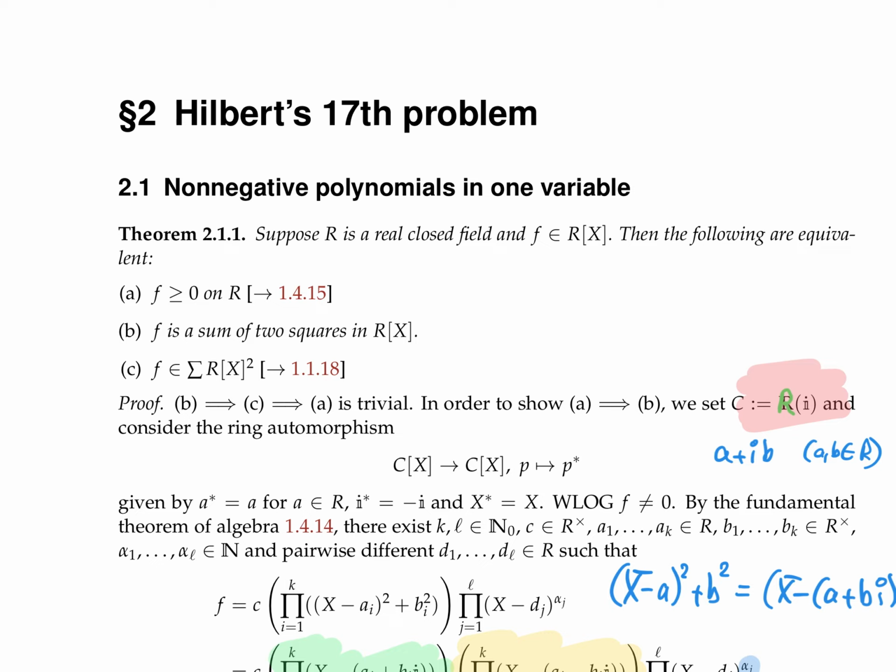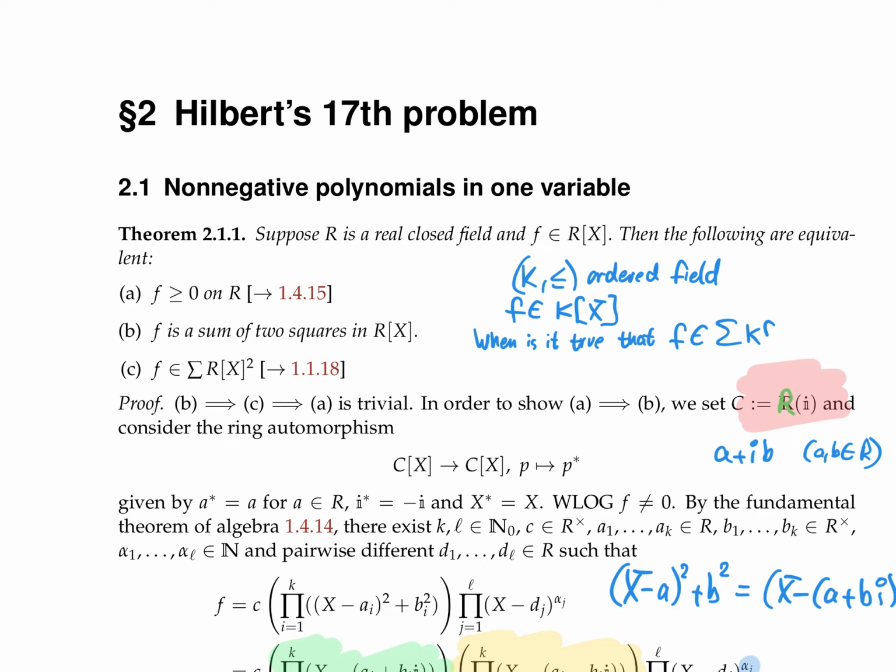So already, let's now say K less than or equal is an ordered field, and you have a polynomial over K, and now you are asking when is it true that f is a sum of squares of polynomials over that ordered field, right?